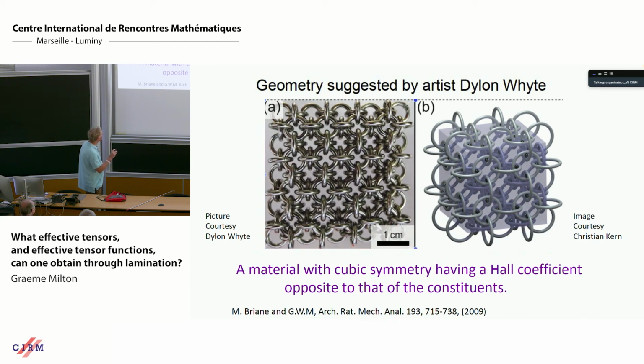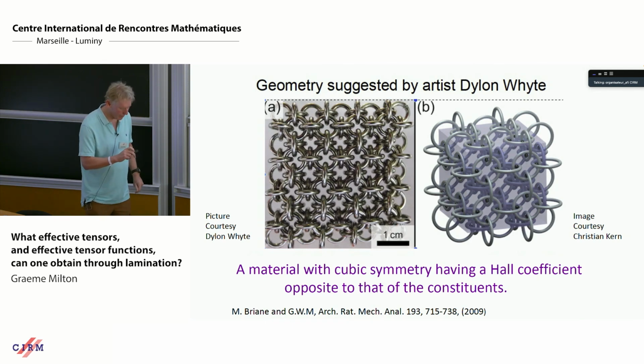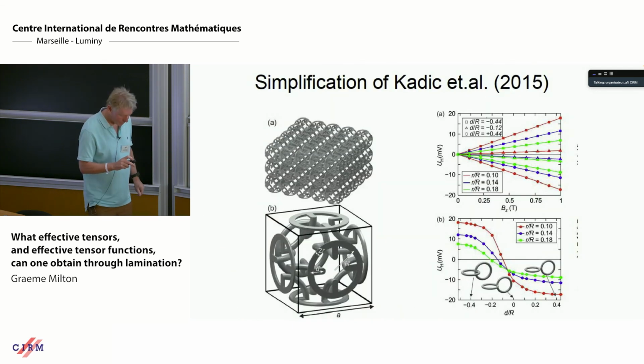So this is the first few layers. This is actually a picture of his chainmail. Then extending it more, you end up with a geometry like this. The key point is that in these gaps, the electric field changes direction. So if you put your whole material in those gaps, you'll get this reversal of the Hall coefficient.